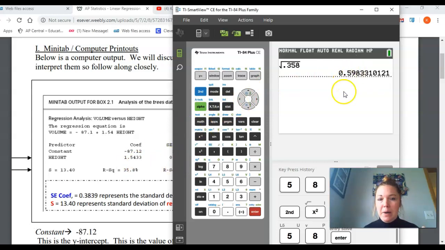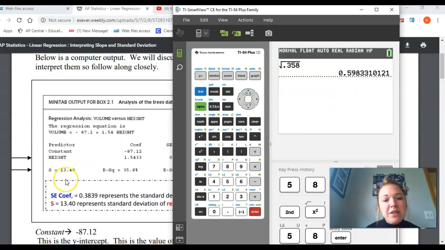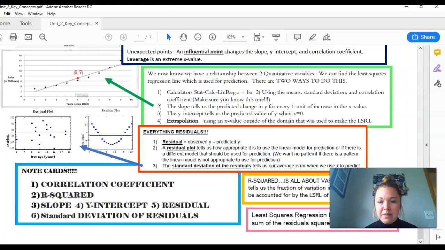Again, very important part. Here's my standard deviation of the residuals. So how do I interpret that? When I use X, my height, to predict my volume, I'll be off by an average of 13.40 units. Okay, there we go. Let's see what's next on our list. I think we're almost done, you guys.